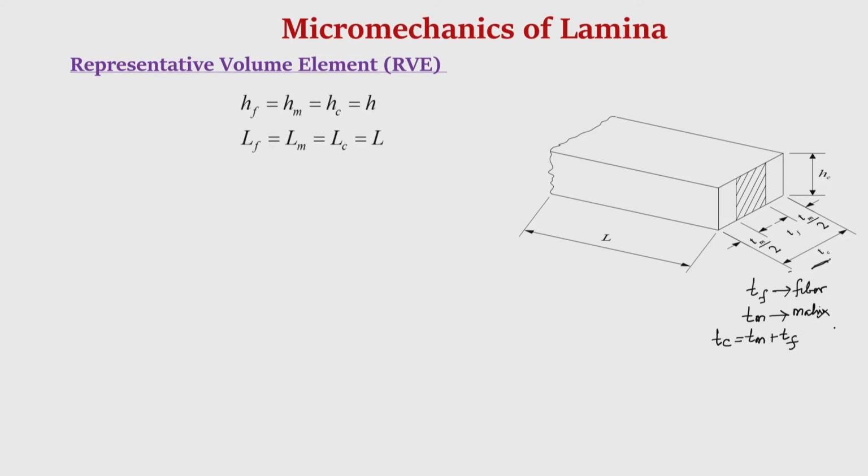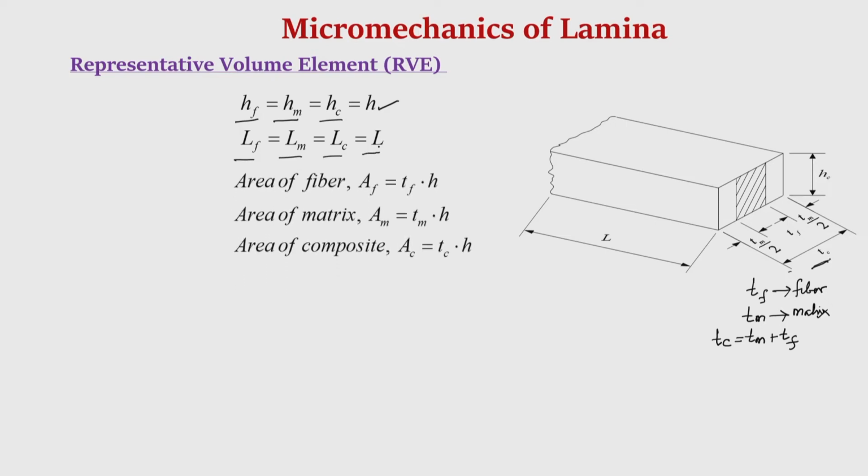And here, because we have taken a simplified representative volume element, the height of the fiber Hf, height of the matrix and height of the composite is the same, which is equal to H. And because the fiber is continuous and parallel, the length of the fiber, length of the matrix and length of the composite is the same, which is L here. And the cross sectional area of the fiber is Tf into H, cross sectional area of the matrix is Tm into H, and the cross sectional area of the composite is Tc into H.